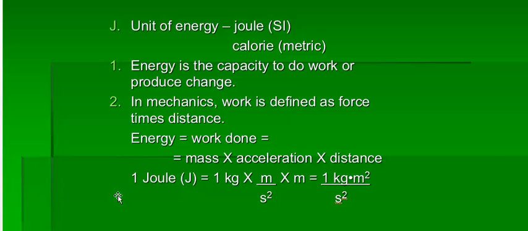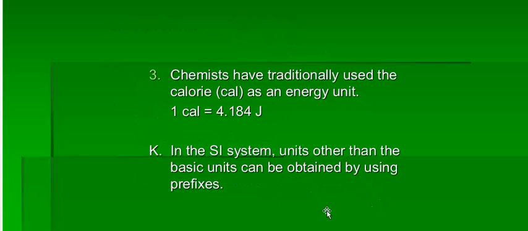Unit of energy, there's two units here. The joule is the SI unit, calorie is the metric unit. Energy is the capacity to do work. And again, a joule is a derived unit. If you go back to the 7 base units, a joule is equal to kilogram meter squared per second squared. So all of these SI units, joule, Newton, Pascal, can be derived from the 7 base units in the SI system. Now, chemists have traditionally used the calorie as the energy unit, so we'll flip back and forth between the calorie and the joule, but the conversion is 1 calorie is 4.184 joules.